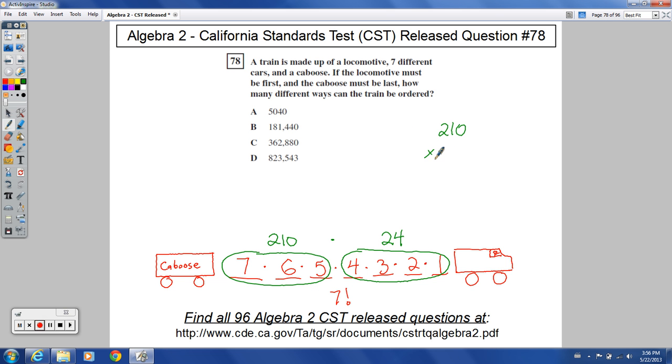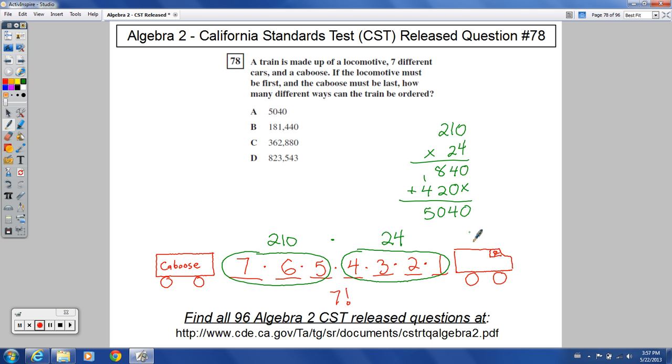210 times 24. I don't have that one memorized off the top of my head, but I know I could put a 0 there, a 4, and an 8. Put another 0 or an X to represent you're moving on to another place here. You've got a 0, and then a 2, and then a 4. And add this all together. There is your answer, 5,040.